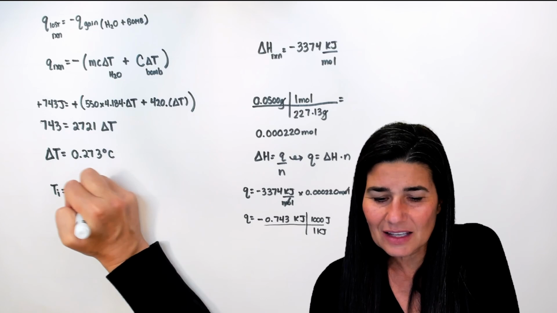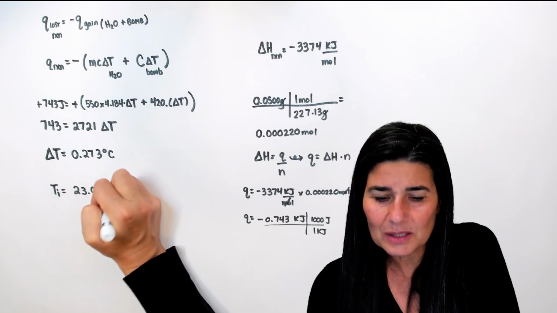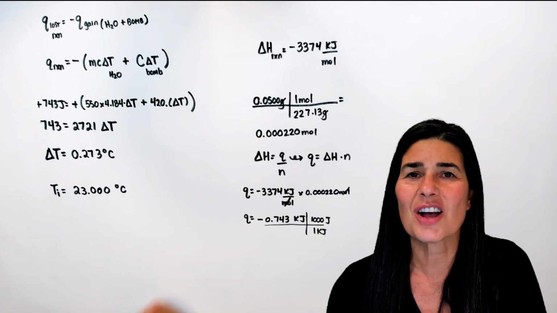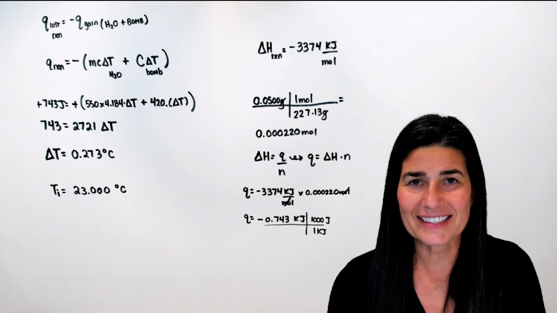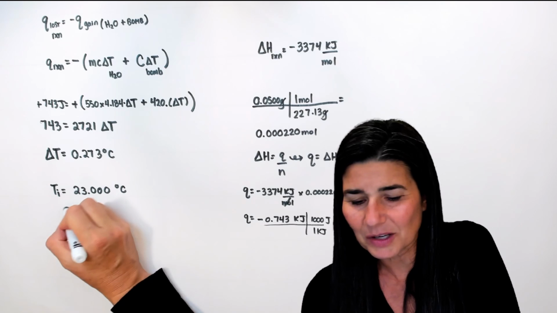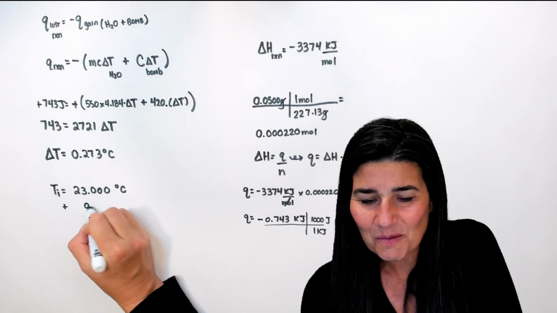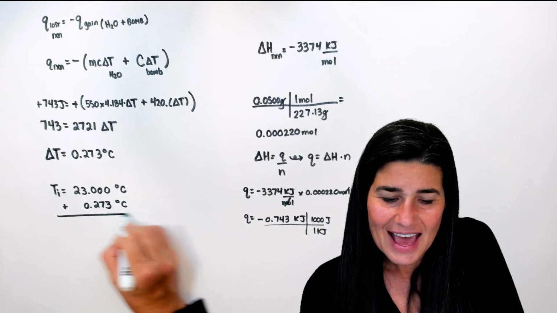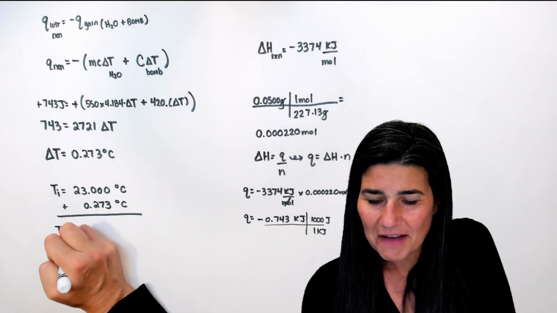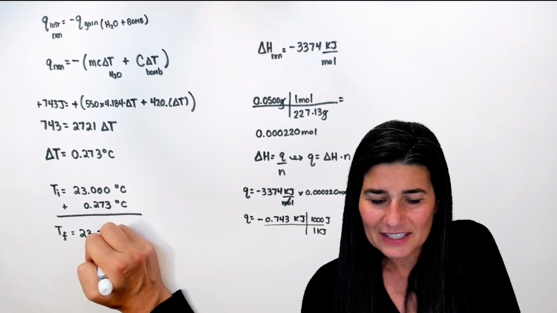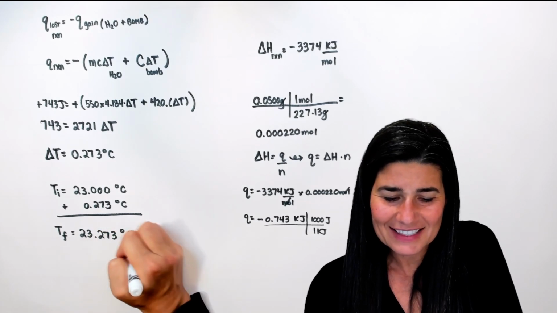Okay, so my initial temperature, TI, started out at 23.000 degrees C. We know that combustion reactions cause our temperature to increase. Increase by how much? This much right here, our delta T. We're going to add 0.273 degrees C to this, and we're going to get a final temperature equal to 23.273 degrees C.